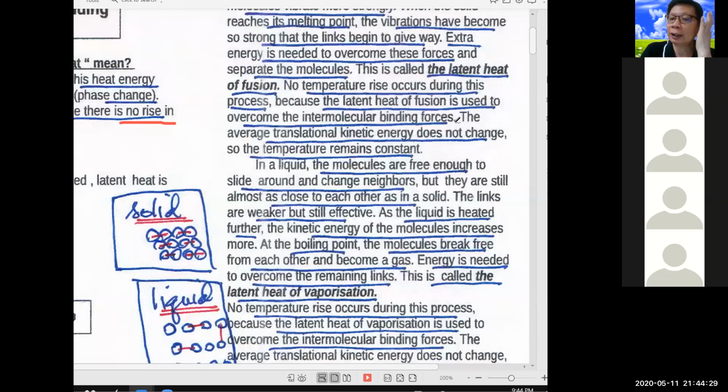Means the heat absorbed does not increase the temperature. The heat absorbed is used to overcome the intermolecular binding force to make the force become weak, so the molecules move away from each other. The average translational kinetic energy does not change. The kinetic energy does not change, okay? That's why the temperature remains constant. This paragraph is very important, okay?